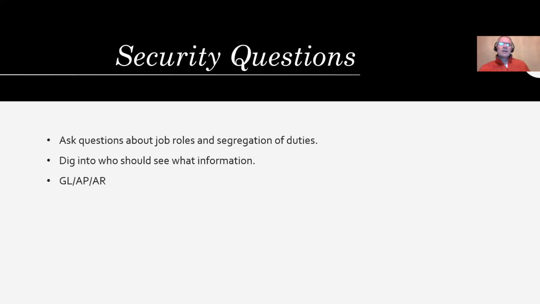But you want to ask questions about segregation of duties, job roles, and dig deep into what kind of security is needed. GL, AP, AR. AP is a real sensitive one, as you probably know. When you have to issue checks, you want to make sure you have the proper segregation of duties, so checks just don't go to anybody.